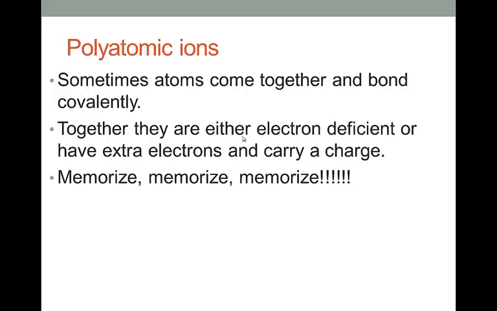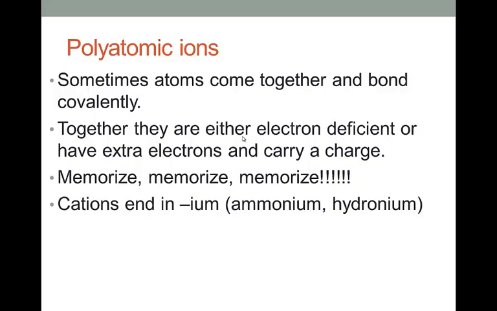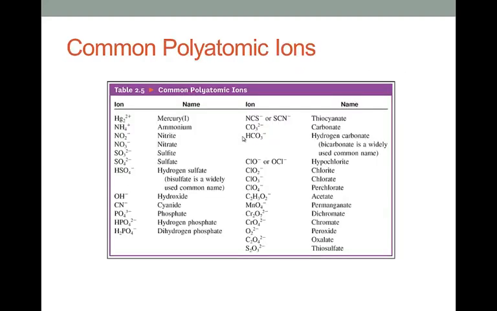Most often they will gain electrons and have extras. Basically, you just have to memorize all the polyatomic ions. Any cations that are polyatomic ions will end in -ium, like ammonium or hydronium. And here are common polyatomic ions.